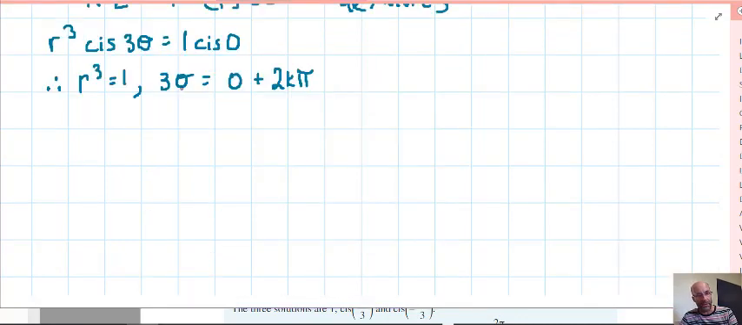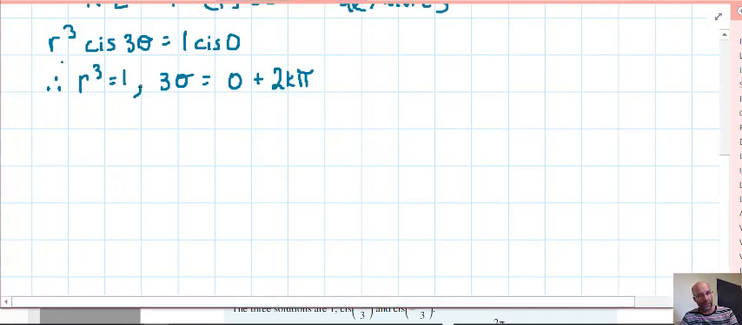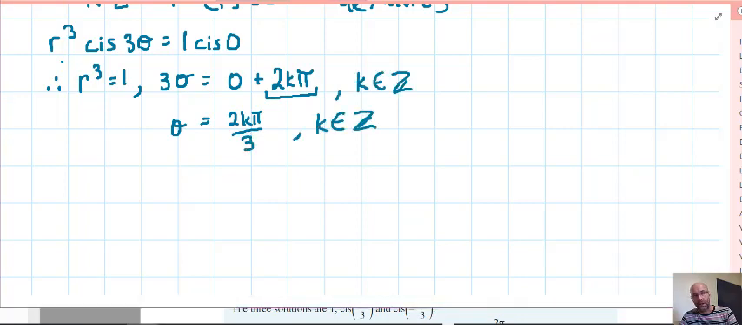Now r cubed is equal to 1, that's straight equivalence, but we need to think more about the angle. So 3 theta equals 0 plus 2k pi. We need to do this step here in order to generate all the possible solutions. Theta then is 0 plus 2k pi all over 3. The 0 we can leave off now, so it will equal 2k pi over 3. As mentioned previously, k is an integer.